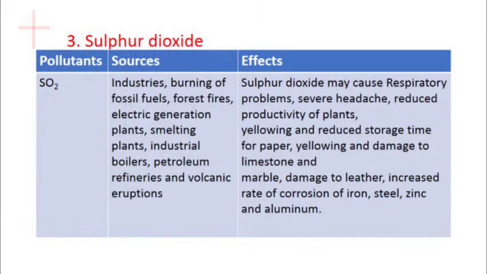Now coming to sulfur dioxide. The sources of sulfur dioxide are burning fossil fuels and forest fires. When fossil fuels are used for power generation, it also releases sulfur dioxide. Also in smelting plants, industrial boilers, petroleum refineries, and volcanic eruptions, sulfur dioxide is released. The effects of sulfur dioxide include respiratory problems and severe headaches. It also causes reduced productivity among plants, yellowing and reduced storage time for paper, and yellowing and damaging of limestone and marble.